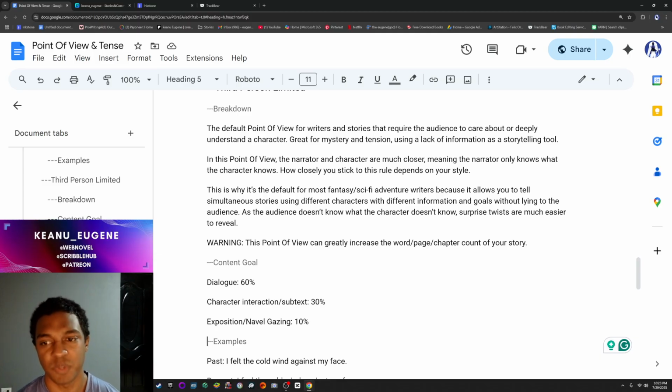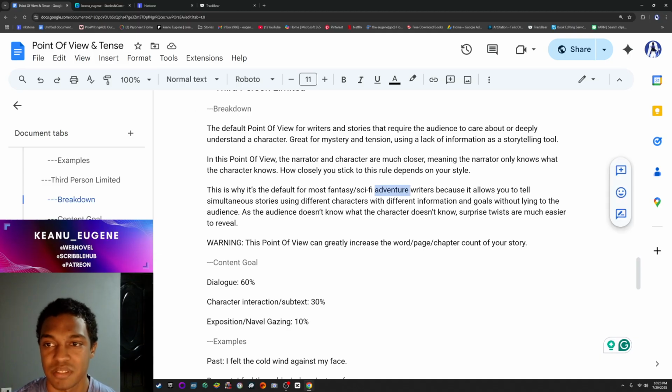This is why it's a default for most fantasy, sci-fi, adventure writers, because it allows you to tell simultaneous stories using different characters with different information and goals without lying to your audience. Not lying to your audience is the important part, right? As the audience doesn't know what the character doesn't know. Surprise twists are much easier to reveal.